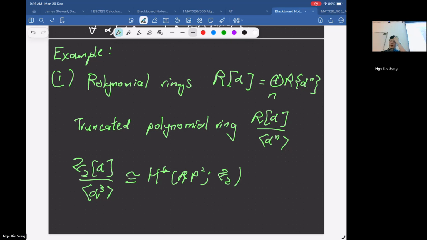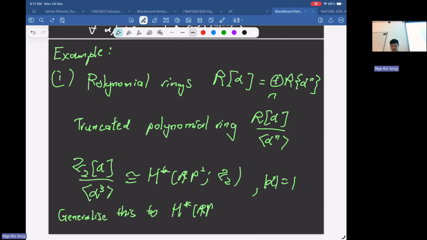And this alpha here is the generator of the first cohomology. I think we showed this in class last time, using singular cohomology. So this notation means alpha is in degree 1, or dimension 1. In our case, we can think of it as dimension 1 because it's an element in the one-dimensional cocycles. In general, you can generalize this to RP^n. Do you want to guess what RP^n is?